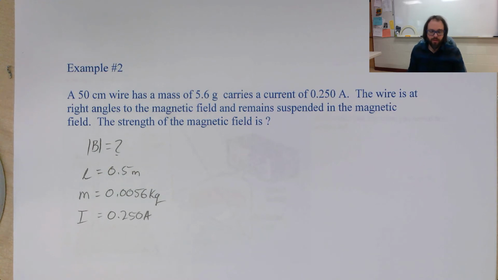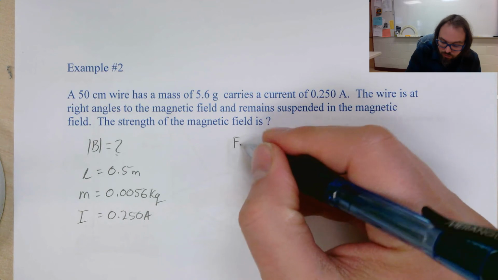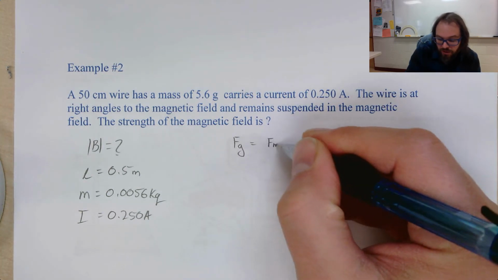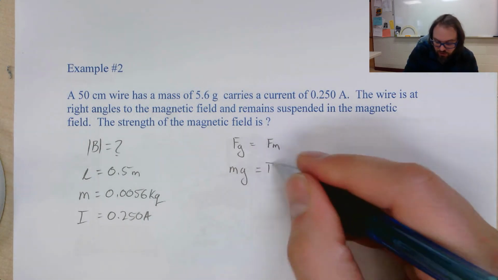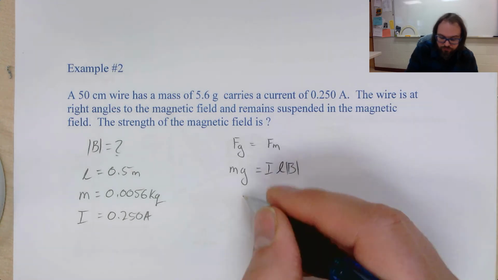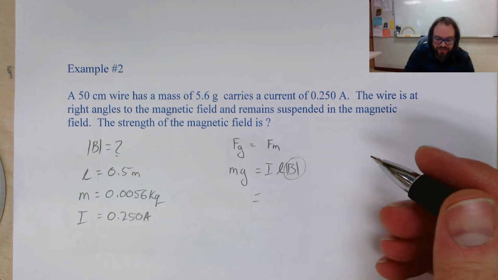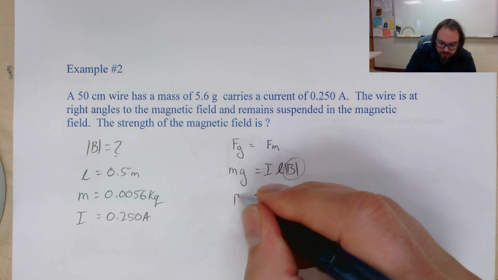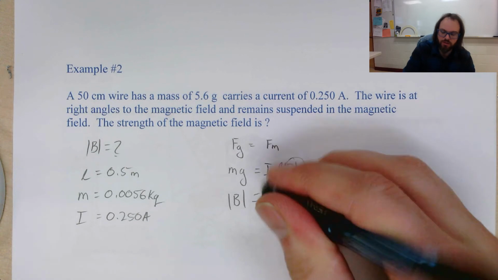Now, we say it's being suspended, so my force of gravity must be equal to my force of the magnetic field, in order for them to balance out. So my force of gravity is equal to my force of the magnetic field. We know force of gravity is mass times gravity. We know my magnetic force is current times length times the magnetic field. Now, we're trying to solve for the magnetic field, so I'm going to isolate for B. So the magnetic field is equal to my mass times gravity divided by my current times length.